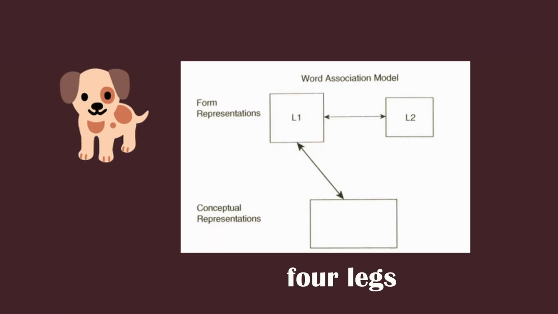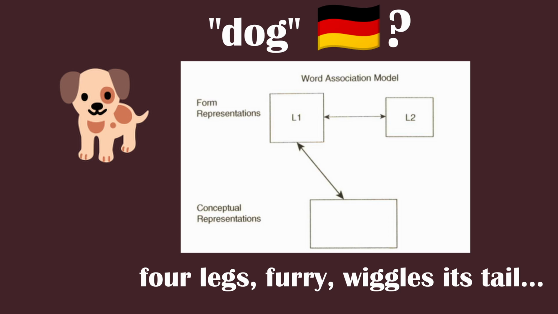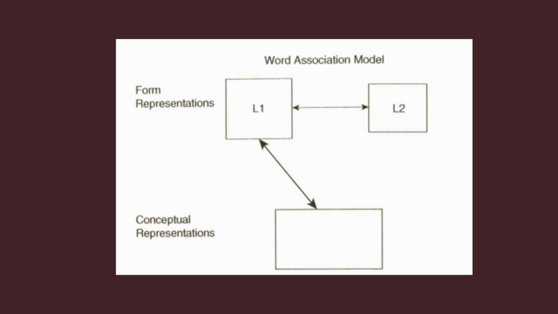When you learn a second language, you're obviously not immediately aware of all of these nuances and use cases. Even worse, when you're just starting out, you most likely don't even have a direct connection between the word in your target language and the concept. The connection happens via the word in your native language. For example, if you see this, the process goes, oh, it has 4 legs, it's furry, it wiggles its tail, and it slobbers. That's a dog. What is the German word for that again? Ah, Hund.